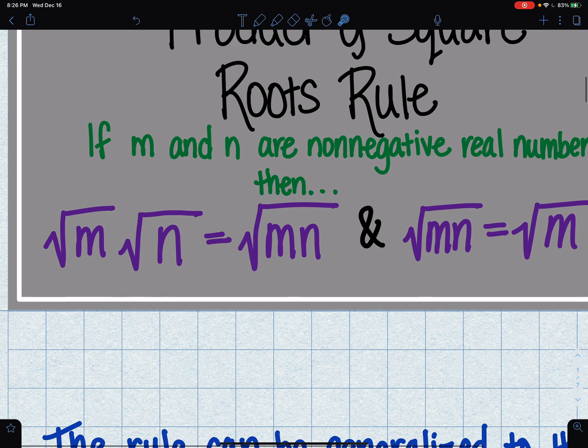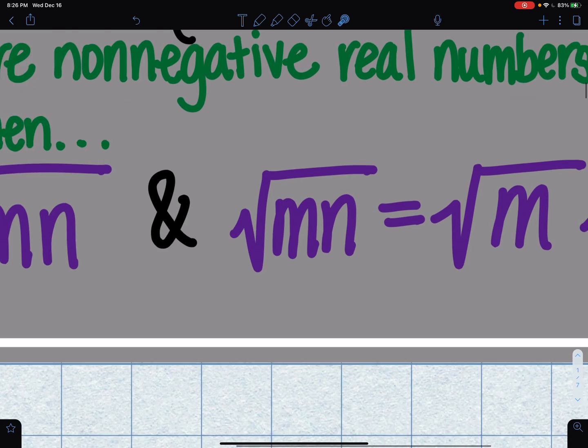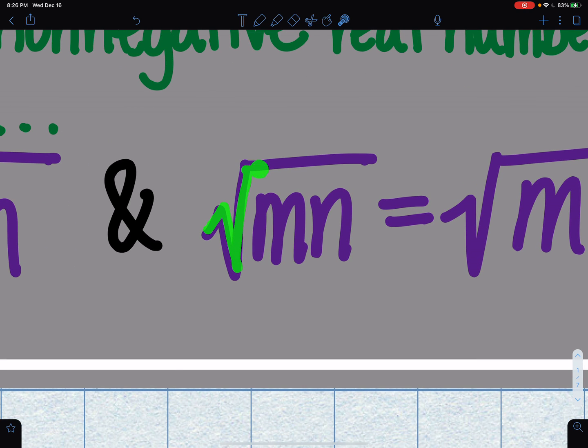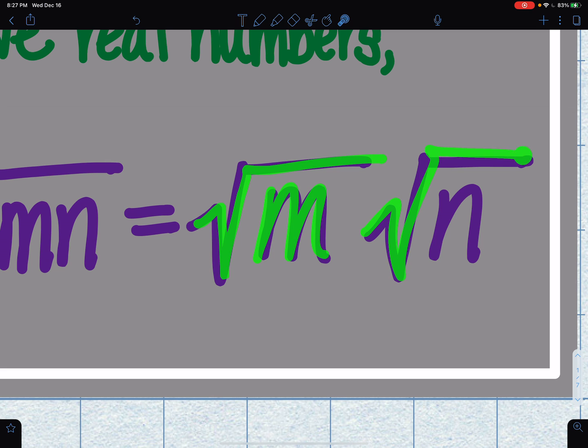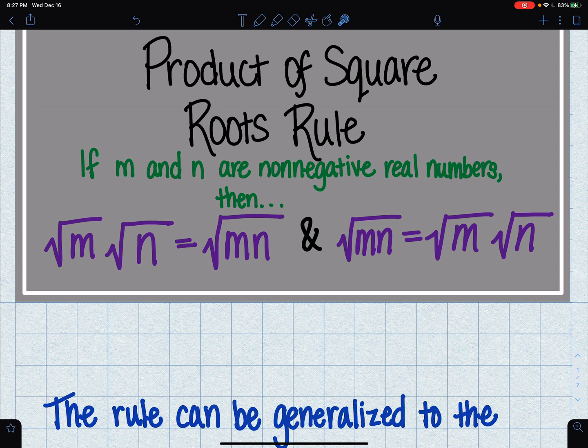And what's interesting is you can do the opposite. If it's two things inside a square root sign, like this times this, you can actually separate it out. This is what we're going to do in today's lesson. Then you have the square root of m times the square root of n. Okay? So that is important. That is the product of square roots rule.